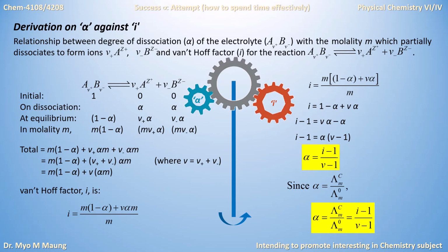Since alpha equals lambda molar C by lambda molar infinite, therefore, we have got the relation that alpha equals lambda molar C by lambda molar infinite, which also equals (i minus 1) divided by (ν minus 1).